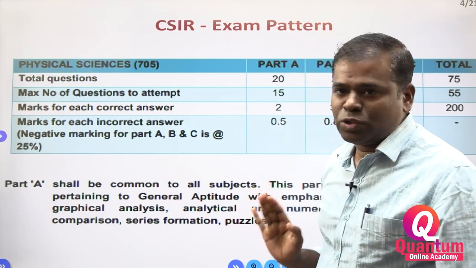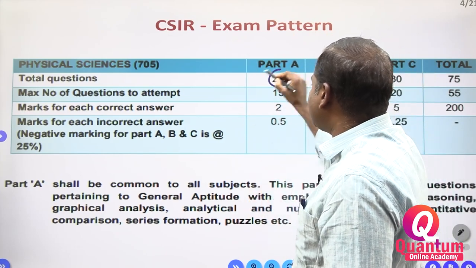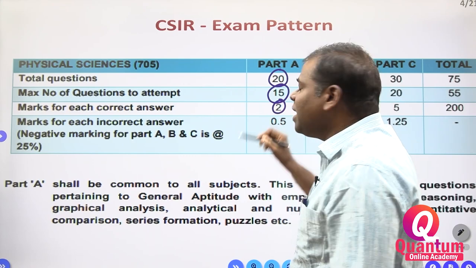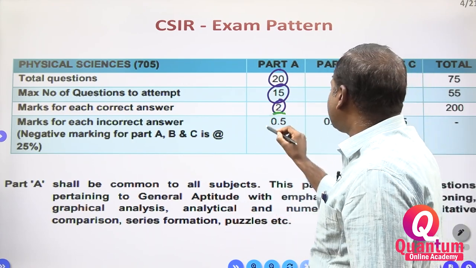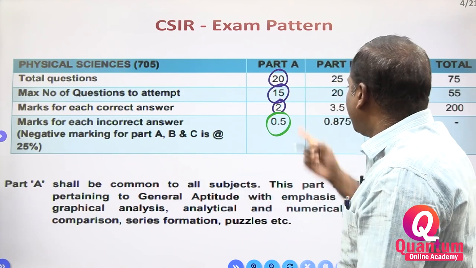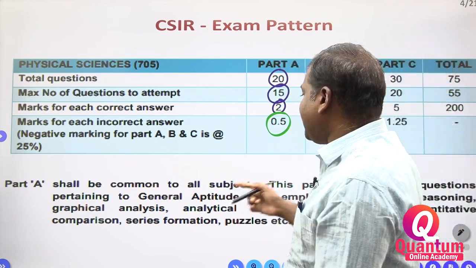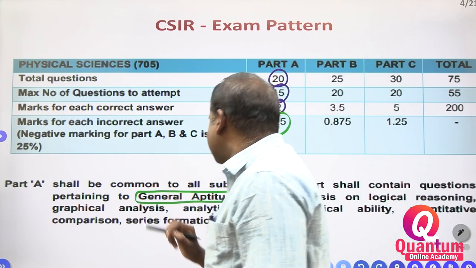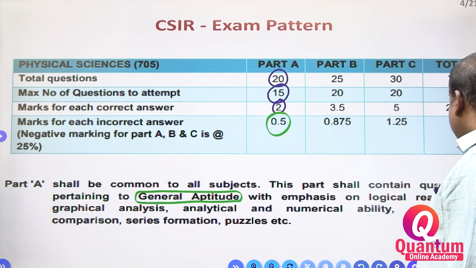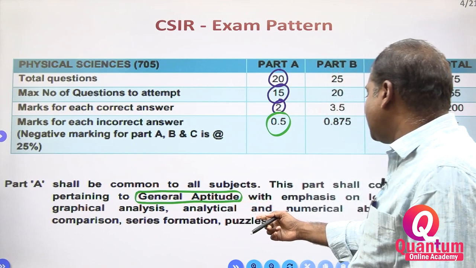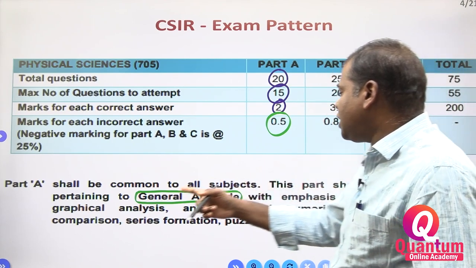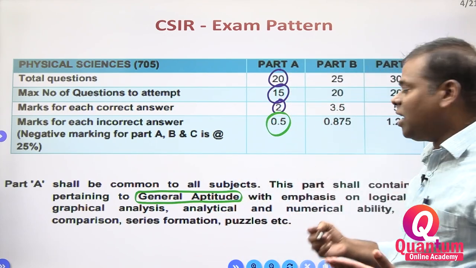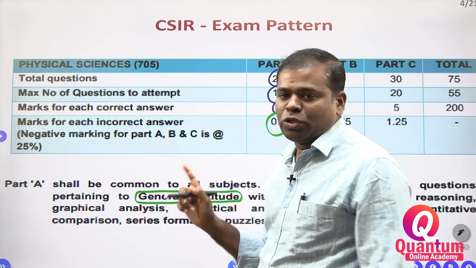This is the CSIR pattern. In Part A, 20 questions they will ask, 15 questions you have to do, each question carries 2 marks, and each question has a negative of 0.5 marks, a one-fourth negative. Part A consists of general aptitude with the emphasis on logical reasoning, graphical analysis, analytical and numerical ability, quantitative comparison, series formation, puzzles, like that they will ask. So from general aptitude you have to learn.